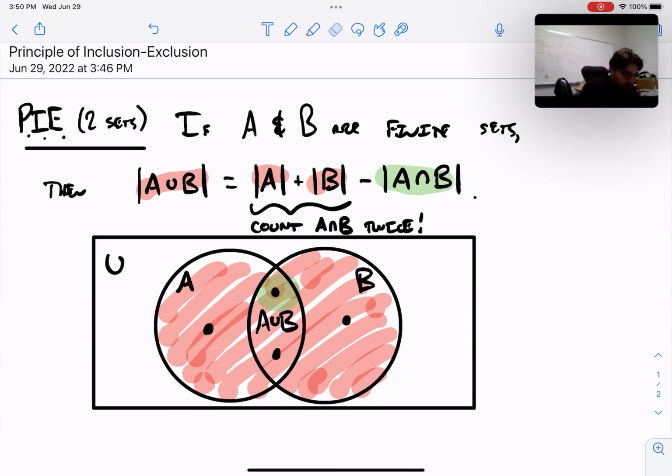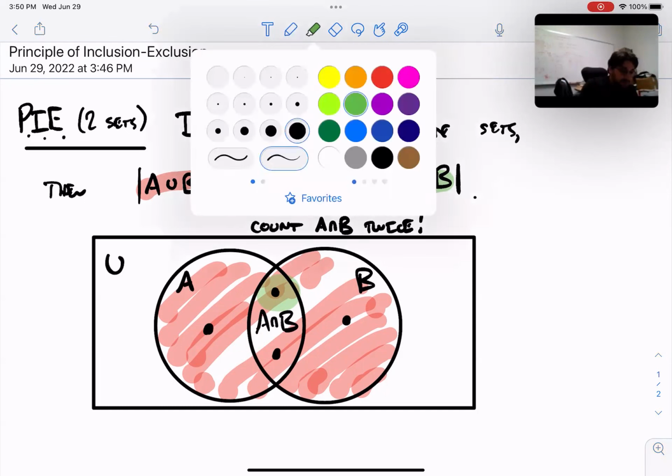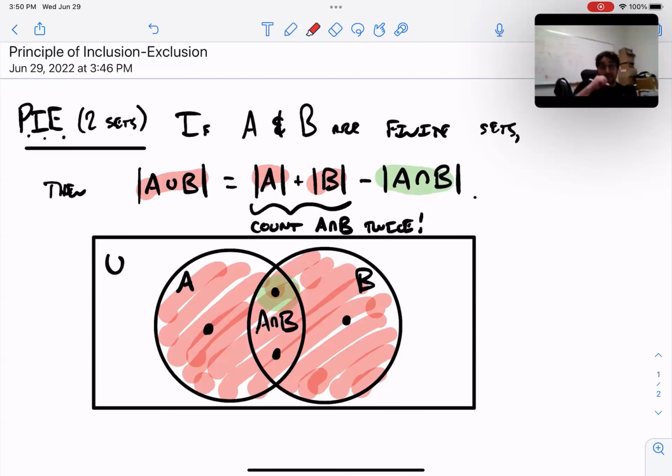And oops, I just realized I have the wrong side. That is not A union B, that's A intersect B. There we go. The union is the whole big red region. The intersection is that overlap. So that's what we have: you subtract off A intersect B, and then it tells you the size of the union.